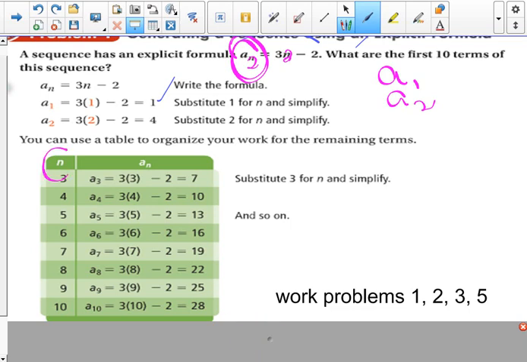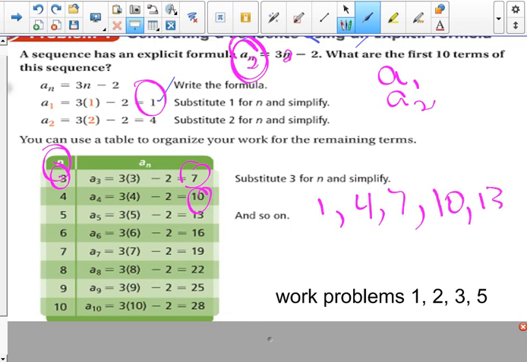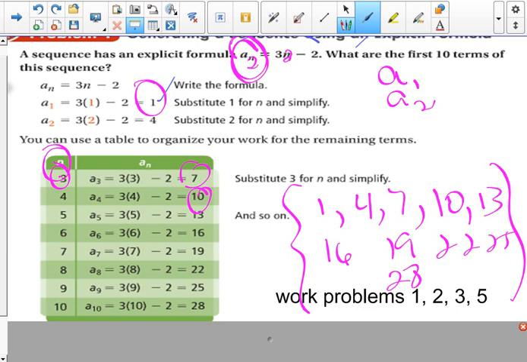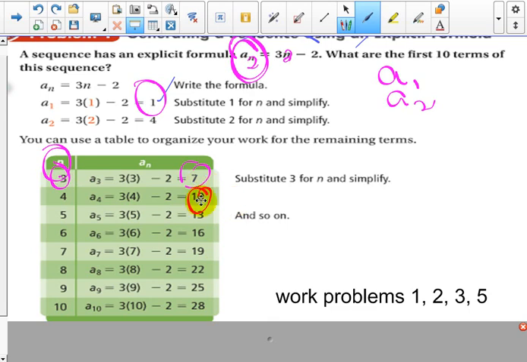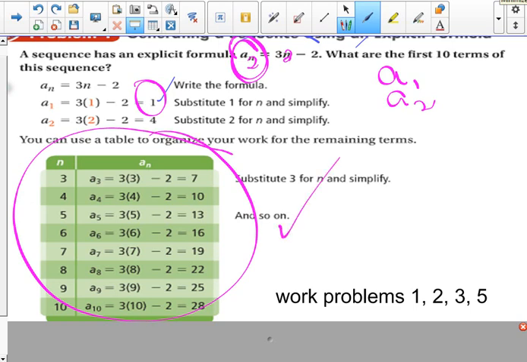So just notice whatever n is, that's the element that you're on in the sequence. So if they ask you for the sequence, well, there's the sequence: 1, 4, 7, 10, 13, 16, 19, 22, 25, 28. Those are all the numbers in that sequence, okay? So that's not what they're asking us right now. They just ask us, what are the first 10 terms? But we have to do a table right now to show that, okay?